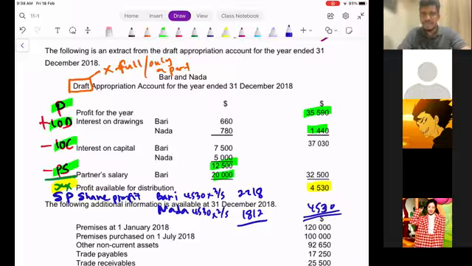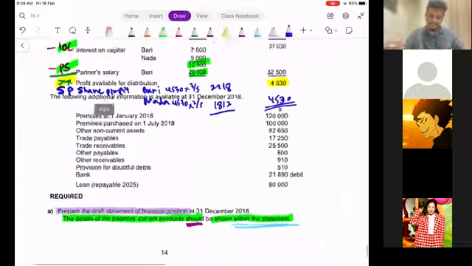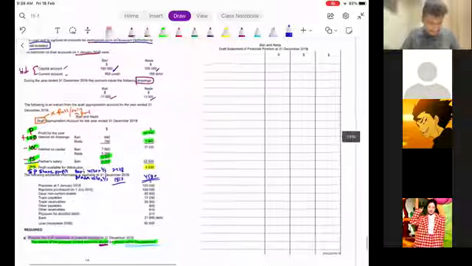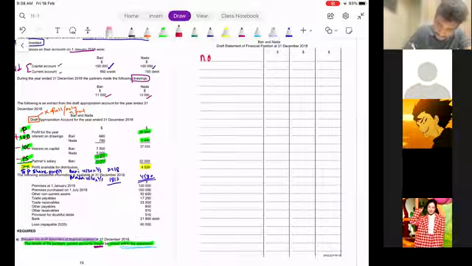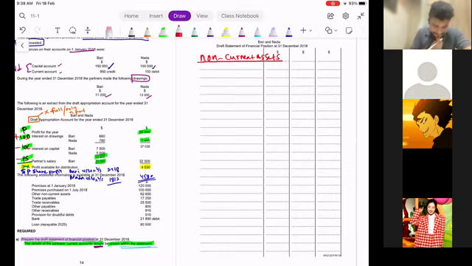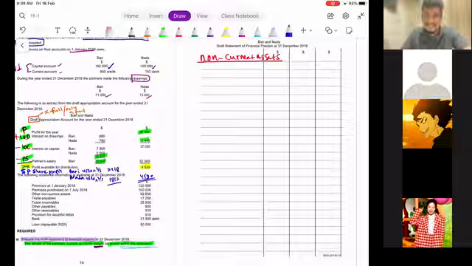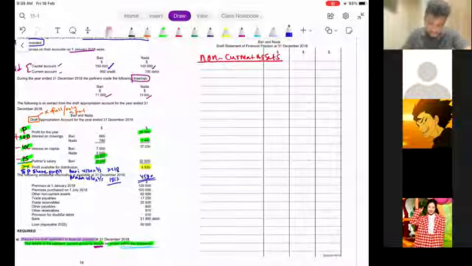Okay, after that, the question asked me to do the statement of financial position. So the statement of financial position will start with non-current asset. Before that, can you check, do you have any depreciation? If you got depreciation, I need to write cost, accumulated depreciation, net book value, all. But can you check, do you have any depreciation here? No, I didn't see any depreciation here. Okay, so we just write here.